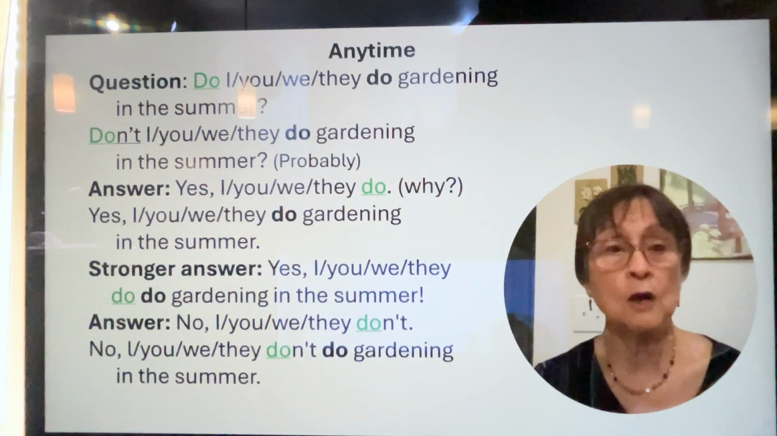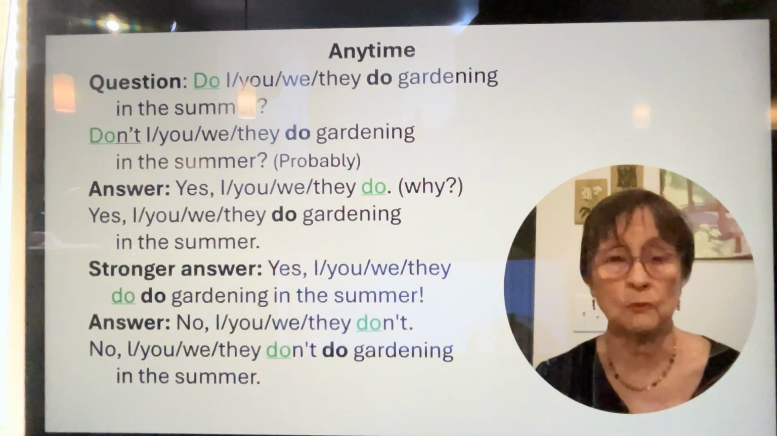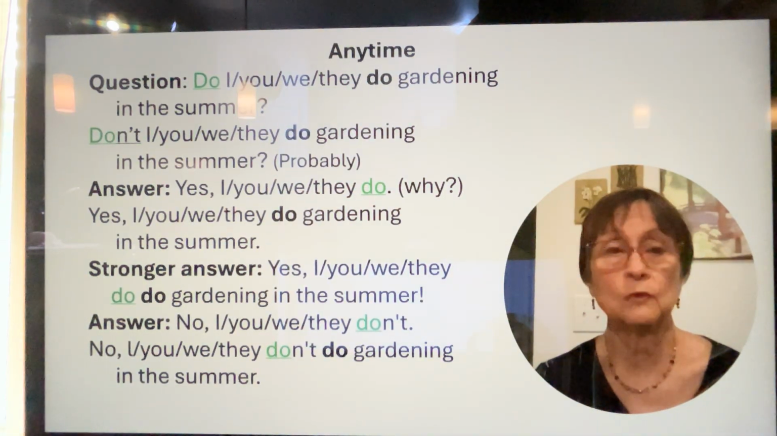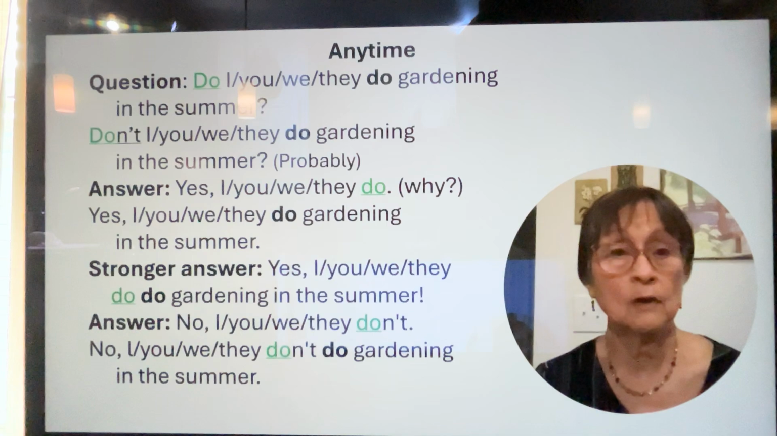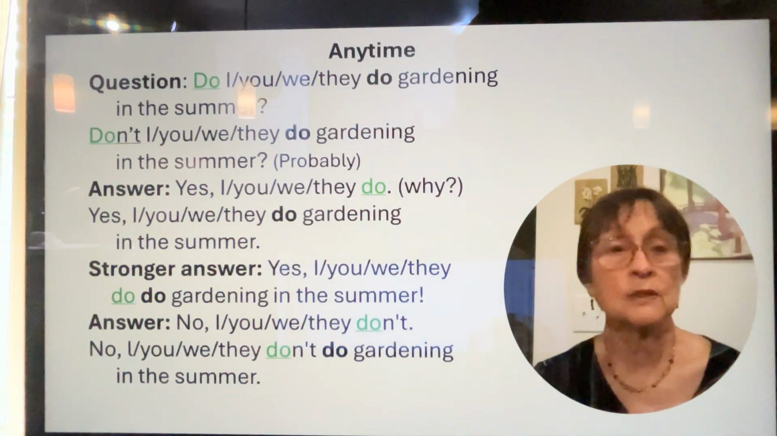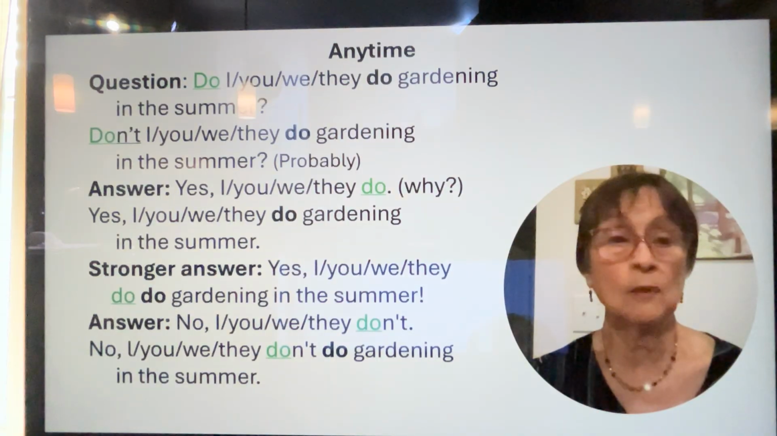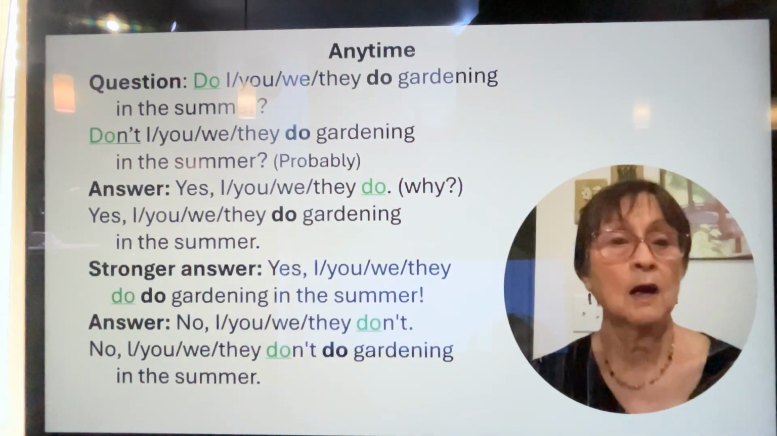If the answer is no for either of those questions at the top: No, I don't. No, you don't. No, we don't. No, they don't. It would be the same answer if I asked, do you swim in the summer? No, I don't. No, you don't swim. So it's not a complete sentence. And do is a helper here, and there's no main verb.